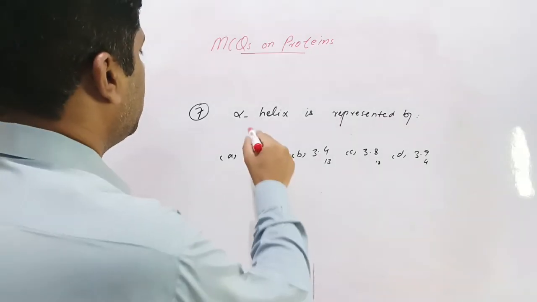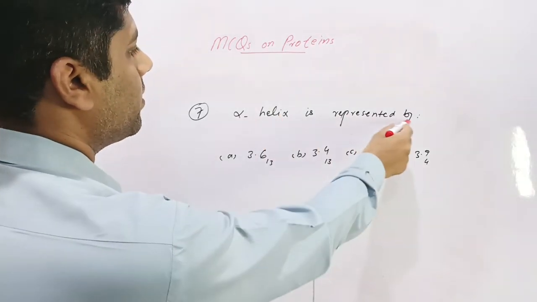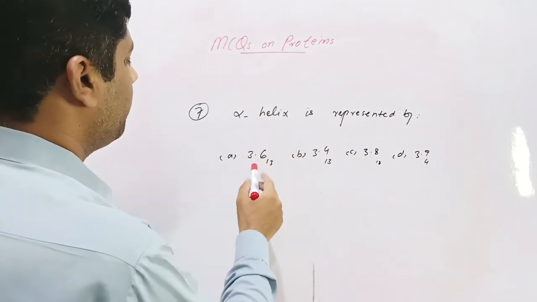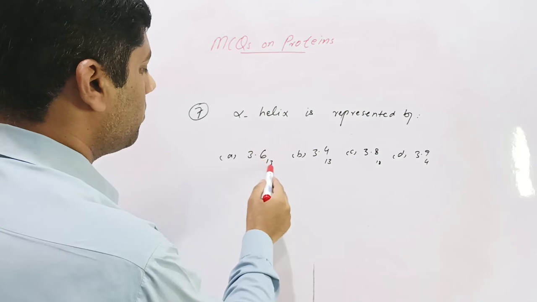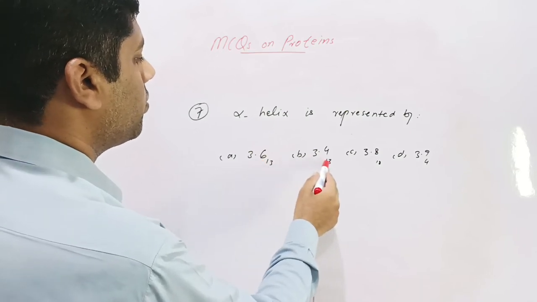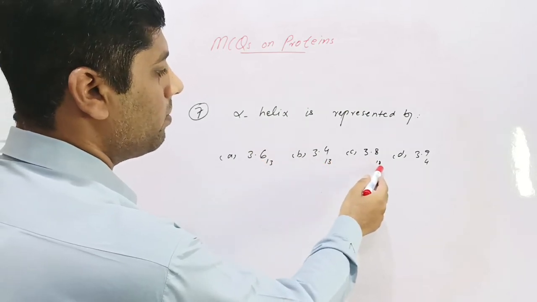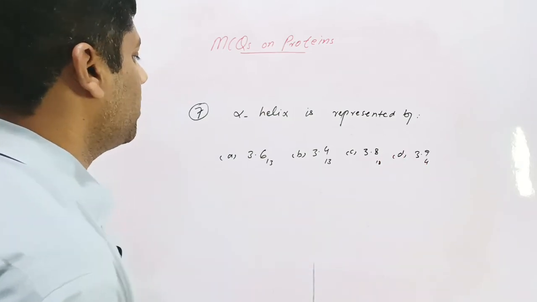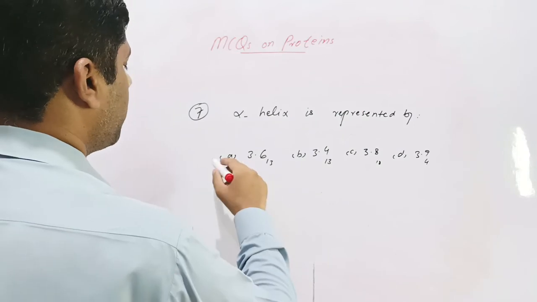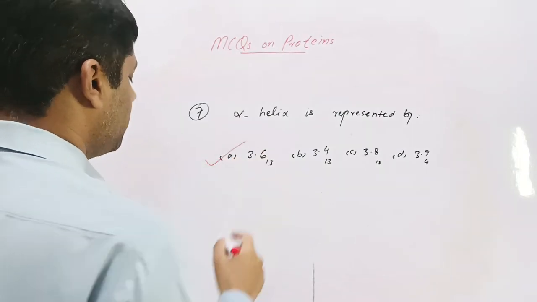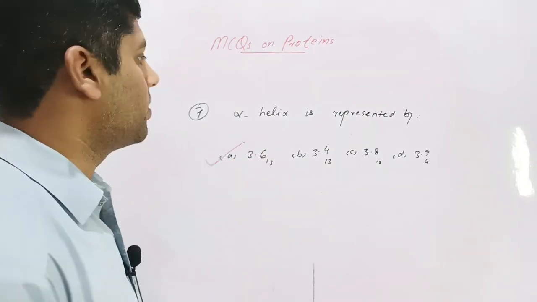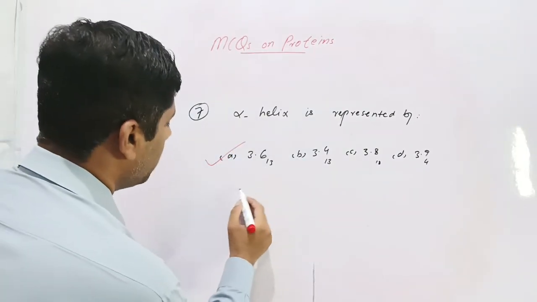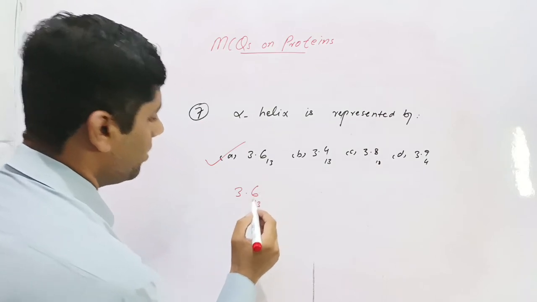Next question is, alpha helix is represented by. Alpha helix is an amino acid chain structure. The given options are 3.6 to the base 13, 3.4 to the base 13, 3.8 to the base 18 and 3.9 to the base 4. It is a fact based question and it should be memorized by heart that 3.6 to the base of 13 is the representation of the alpha helical chain of amino acids.